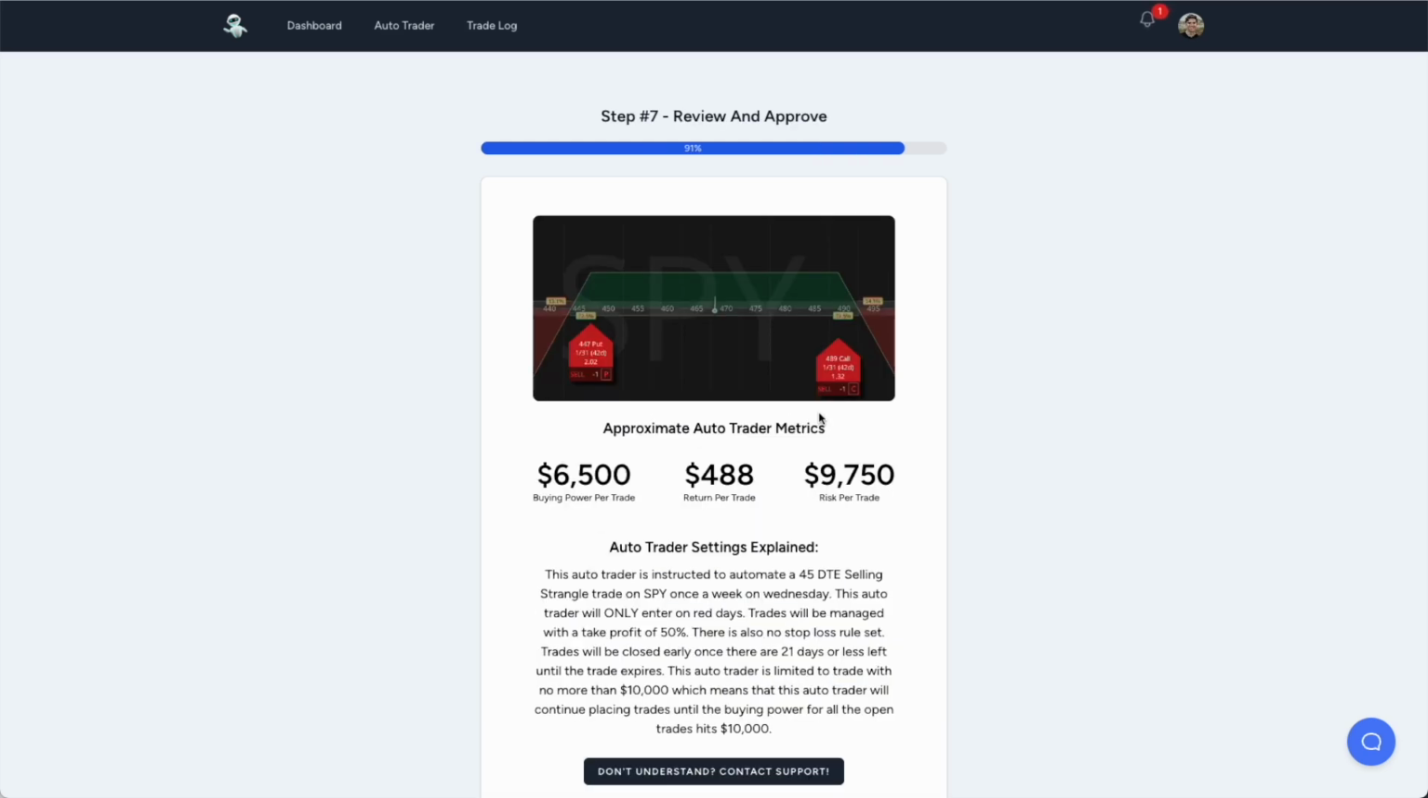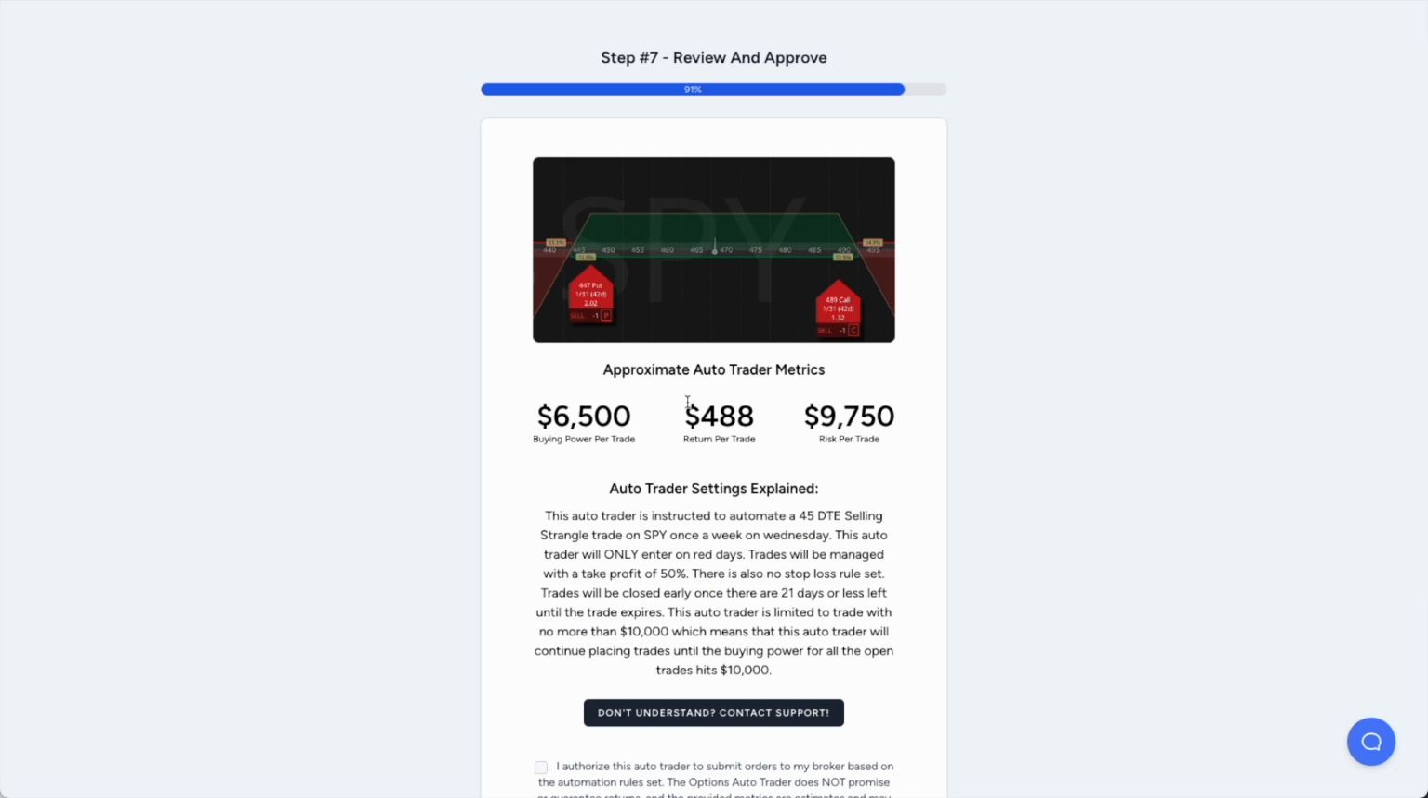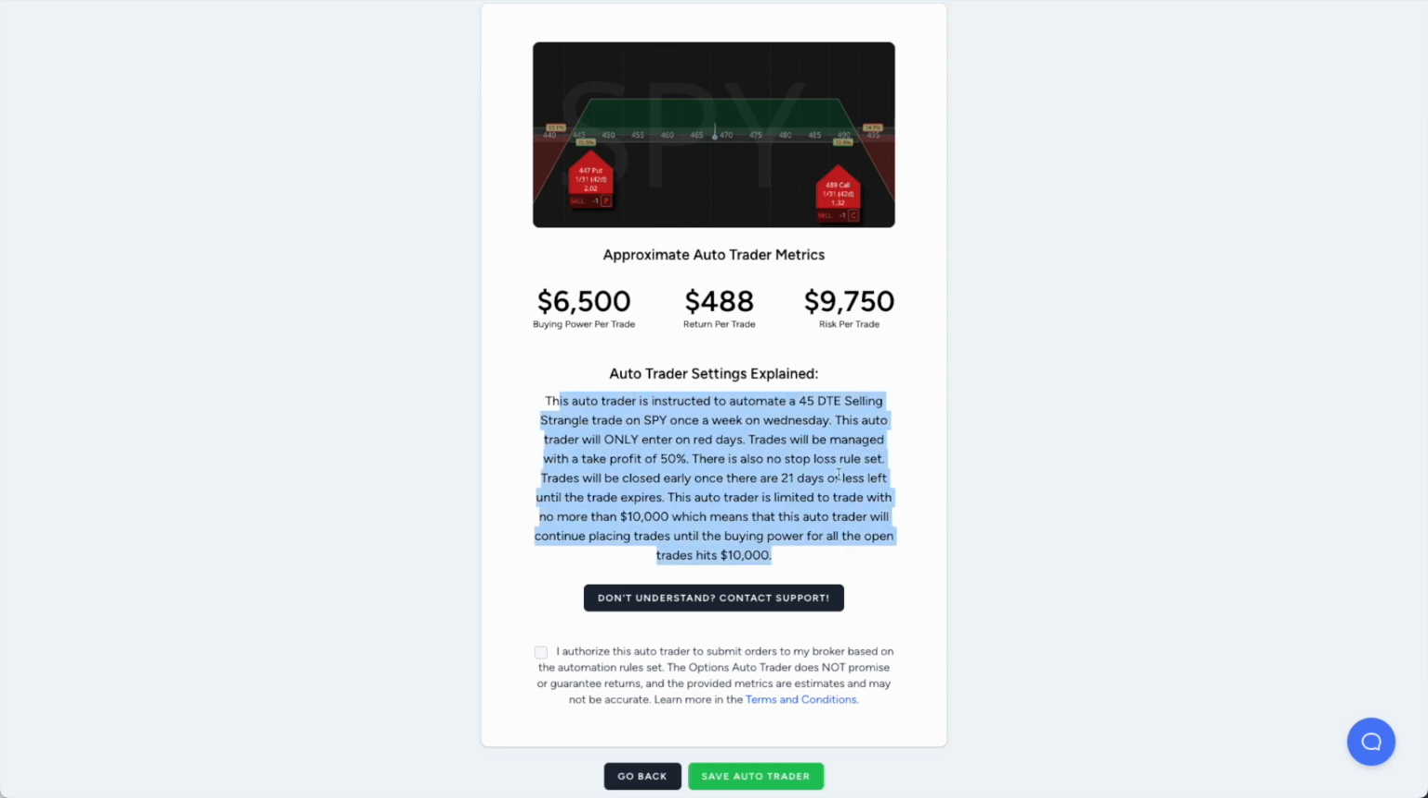Save and continue, just like that. This is the auto trader for this trade. Again, I'll make about $500 per trade, stuff like that. You can read exactly how this auto trader is set up.